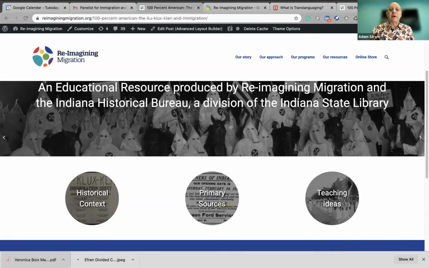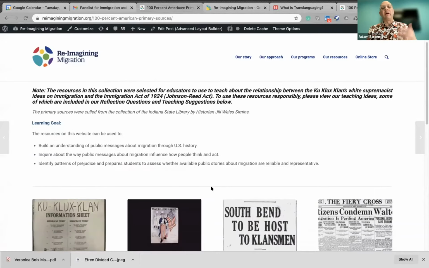So what I'm going to do is I'm going to walk you in. Here's what the primary source page looks like. So we have a little bit of a note about what your learning goals are here always, because I think it's really important that we don't just do this as a voyeuristic teaching, but we actually understand why we're trying to do this. So for us, the goals we're working on are building an understanding of how the public messages of migration and how hate was part of these public stories, to help people inquire about the ways that messages about migration influence both the way people think and behave, and again, to identify these patterns of prejudice.